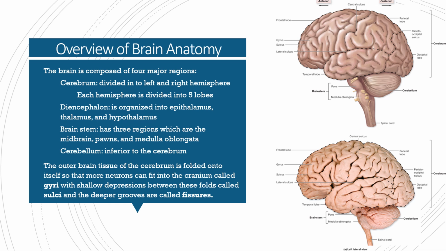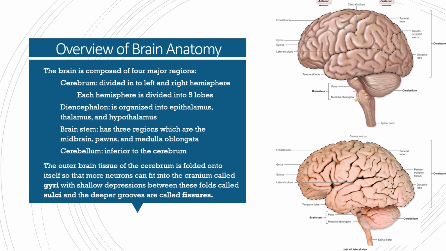The epithalamus is involved in regulating sleep-wake cycles and producing melatonin. The thalamus acts as a relay station for sensory information and plays a role in consciousness and alertness. The hypothalamus regulates homeostasis, hormone production, hunger, thirst, and the autonomic nervous system.